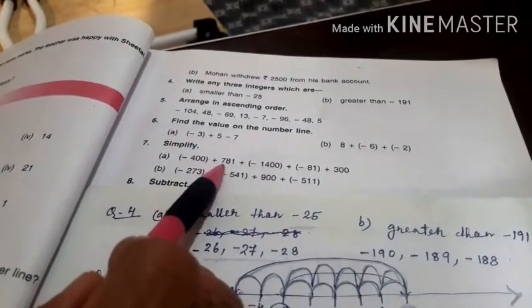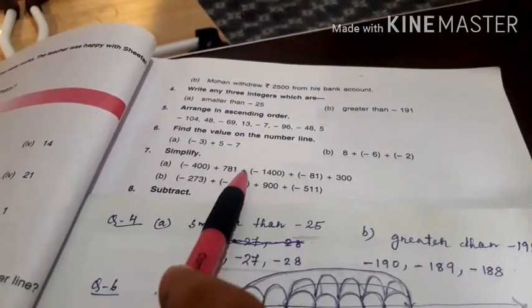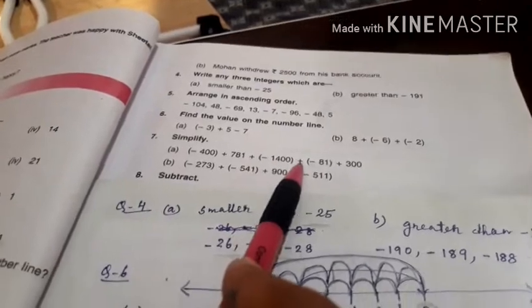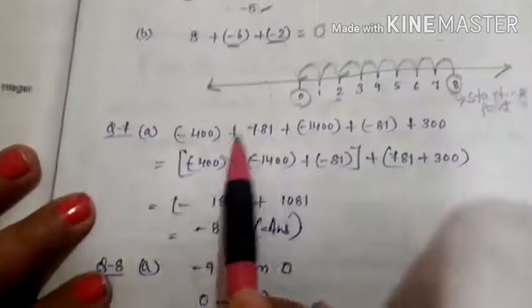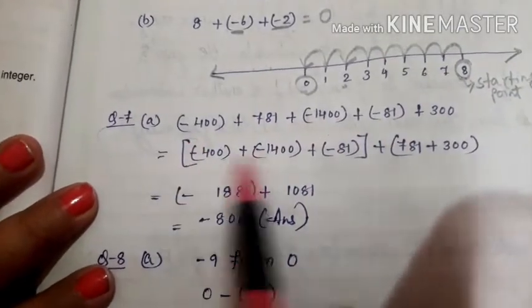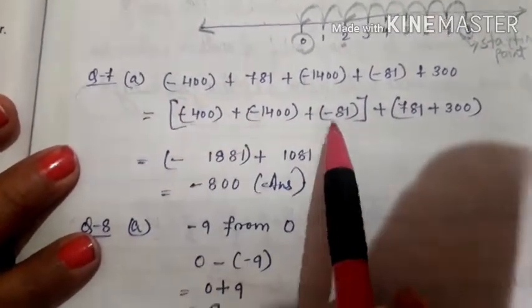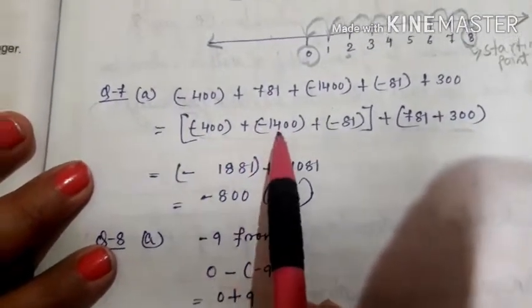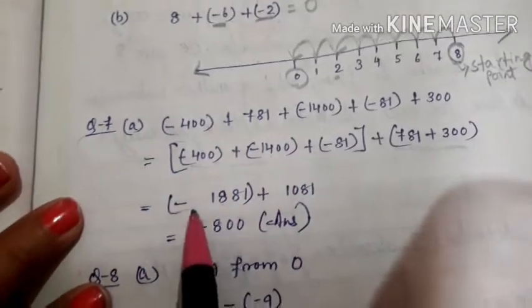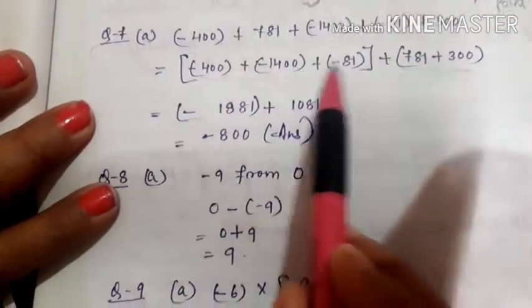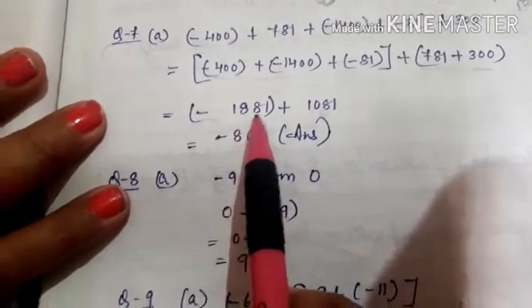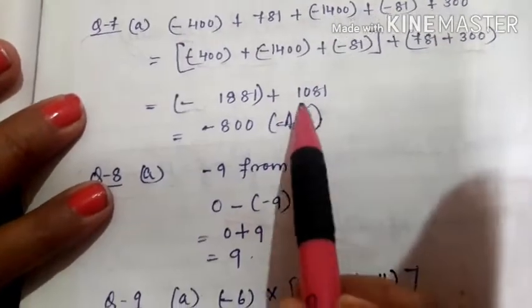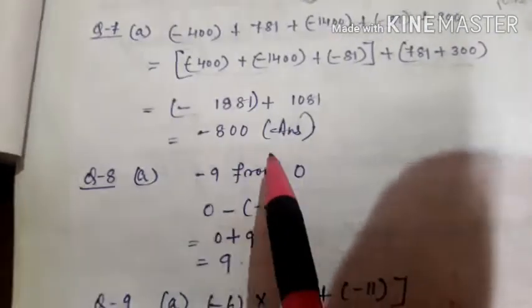Then question number 7. Simplify. Minus 400 plus 781 plus minus 1400 plus minus 81 plus 300. See, all the negative integers I have put in one bracket, taking them as one group, and the positive integers in another group. See, minus 400, minus 1400, minus 81. Here, taking minus common, you add these 3, 1881 plus 1081, which is equal to minus 800 in the answer.